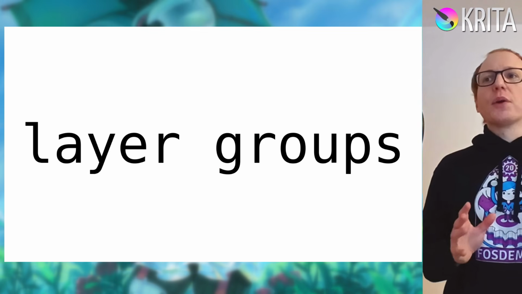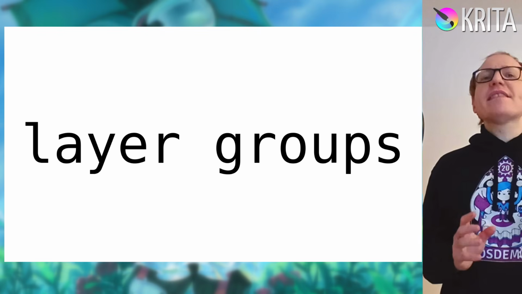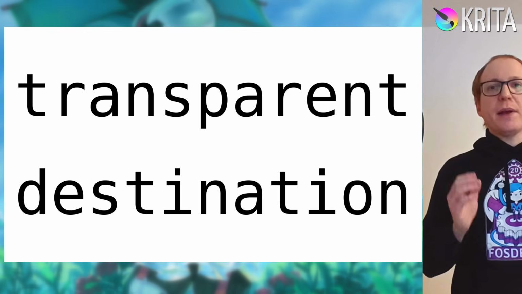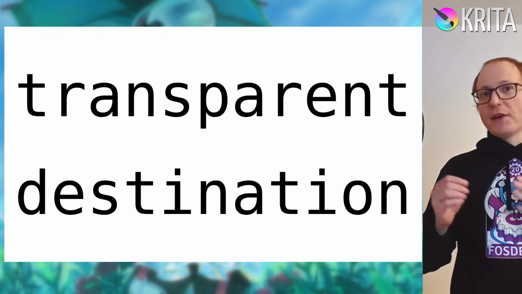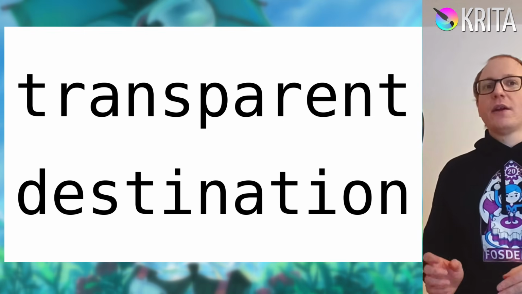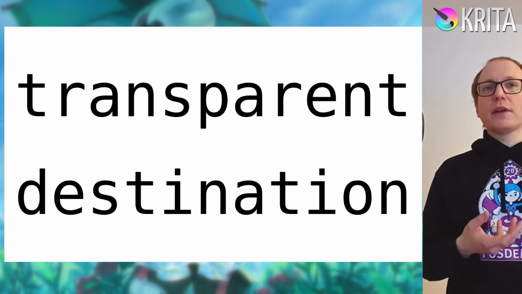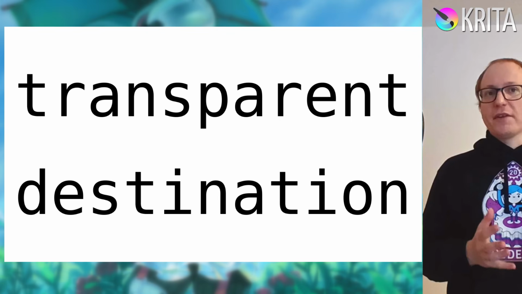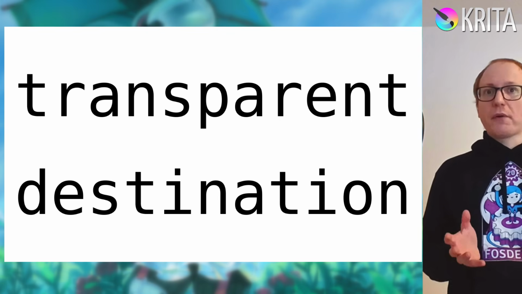So that's how layer groups work. They fundamentally change how the image is composited, and they make the program start with a transparent destination again, which can be very useful, which I'll be getting to later, or not, like in this case where it changes the result unintentionally. So understanding this is paramount in understanding how a drawing program works.